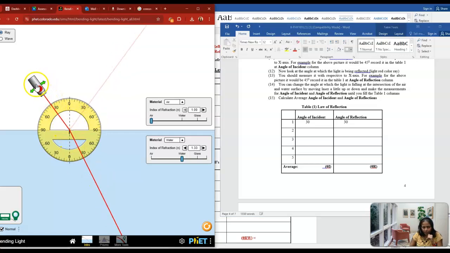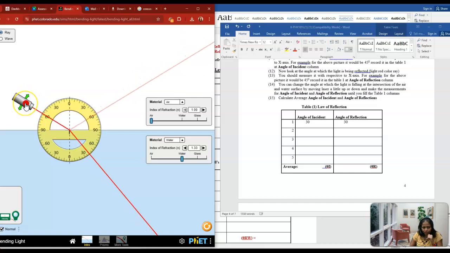Okay, so now I'm changing it to 60 degrees. What happens if I change my incident ray to an angle of 60 degrees? Let's see what happens to this reflection. See, when you change it to 60 degrees, now the angle of reflection also changed to 60 degrees. So this is what we were talking about, that the angle of incidence is always equal to the angle of reflection. This is called the law of reflection.